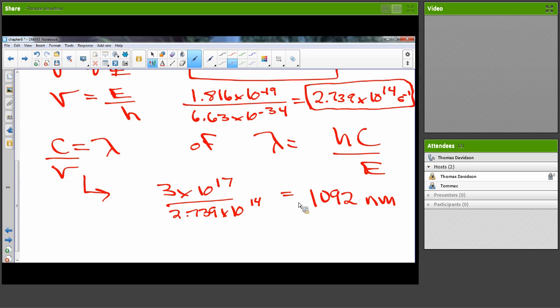Okay, where did I lose you? One of the first ones that we wrote was c equals lambda times frequency a long time ago. Right here. So now lambda must equal c over frequency. We solved for frequency in the previous step. c's the constant. We were off to the races. So c is the speed of light in nanometers usually.